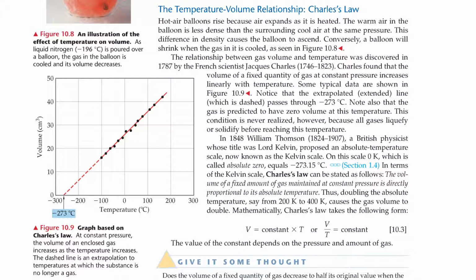Figure 10.9. Graph based on Charles's law. At constant pressure, the volume of enclosed gas increases as the temperature increases. The dashed line is the extrapolation to temperatures in which the substance is no longer a gas. Figure 10.8, an illustration of the effects of temperature on volume. As liquid nitrogen at negative 196 Celsius is poured over a balloon, the gas in the balloon is cooled and its volume decreases.